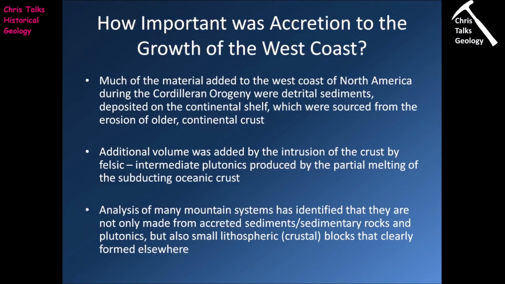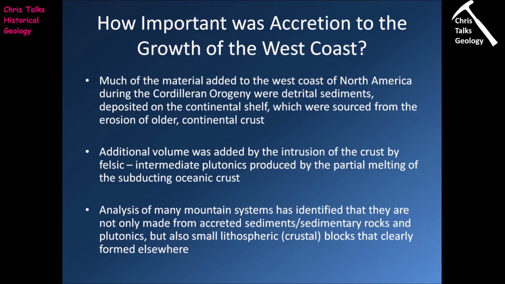So the final thing we're going to think about is how important was accretion to the growth of the western coast of the US, or should I say North America in general. Now, much of the material added to the west coast of North America during the Cordilleran Orogeny was detrital sediments, which are being eroded due to the uplifted ground. These are deposited on the continental shelf and into the oceans. And of course, these detrital sediments are the result of the erosion of older continental crust. So a lot of the material being deposited along the western coast are simply clastic sediment eroded from the highlands.